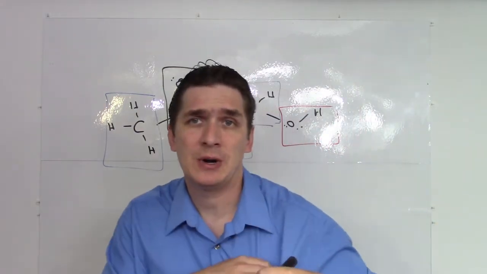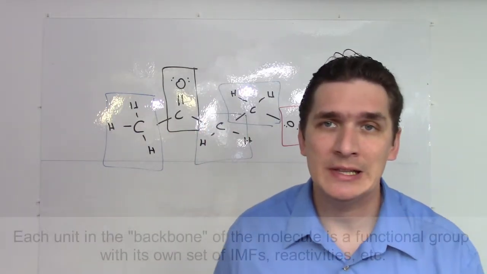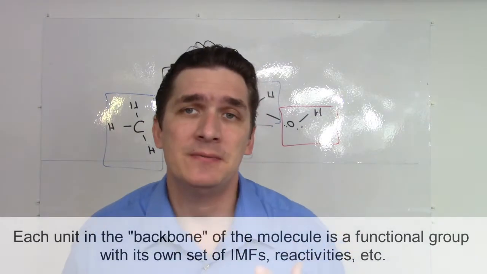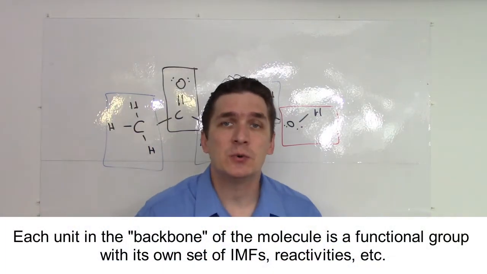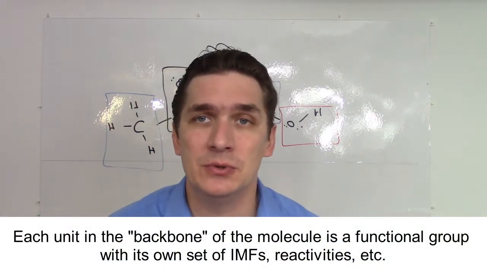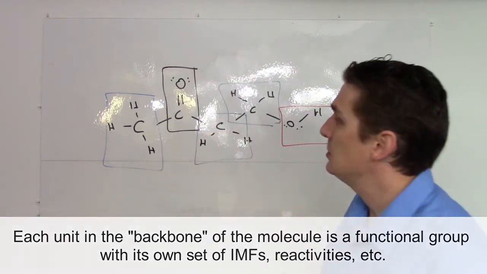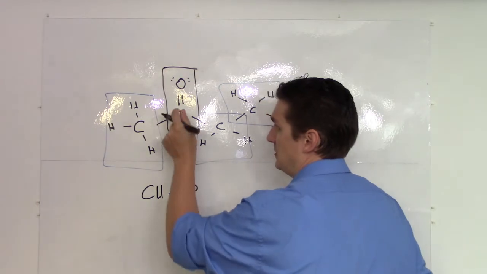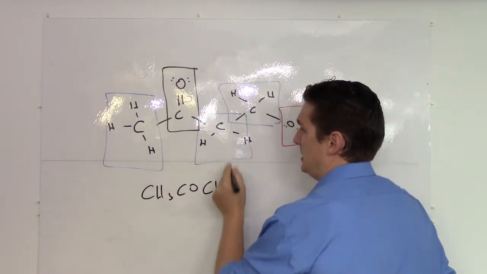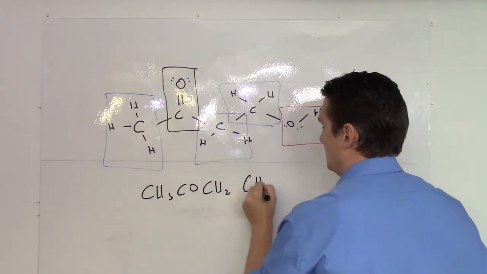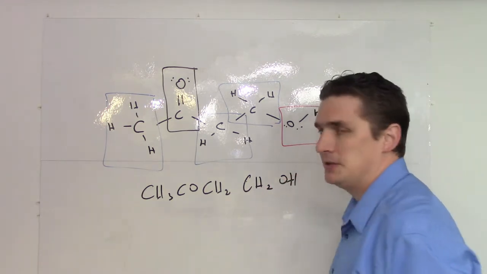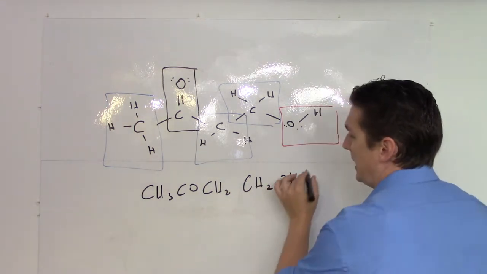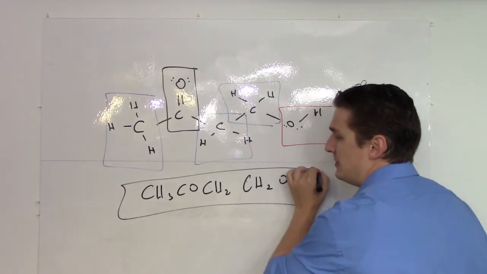Each of those units represents a functional group, and the reason why we like to look at functional groups is that functional groups give us a lot of information very quickly without actually having to draw the Lewis structure. So the way we would write the formula for this molecule would be CH3, because the 3 there, CO for the CO there, CH2, CH2, OH.